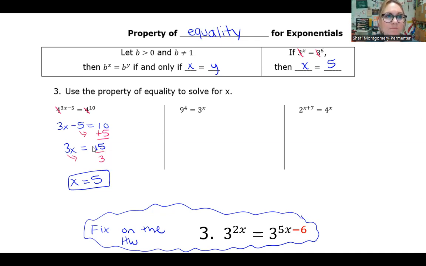For the next question, I have a base of 3 and a base of 9. Okay, I can't turn 3 into a base of 9, but I can turn 9 into a base of 3. 9 is the same thing as 3 to what power? 2, but it's going to be a 2 times 4 power. 2 times 4 is 8, so it's 3 to the 8th power. And as soon as my bases are equal, well, property of equality says that I can mark them out and set the exponents equal. And I'm done.